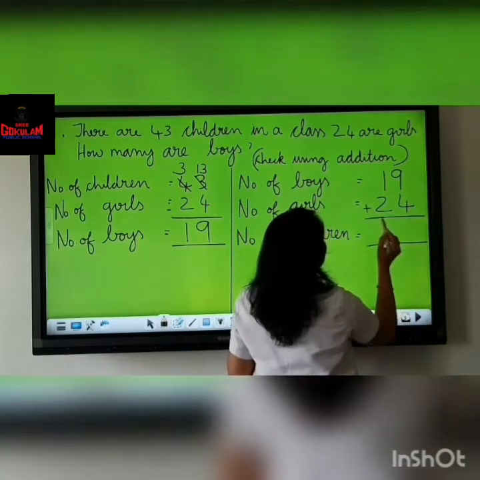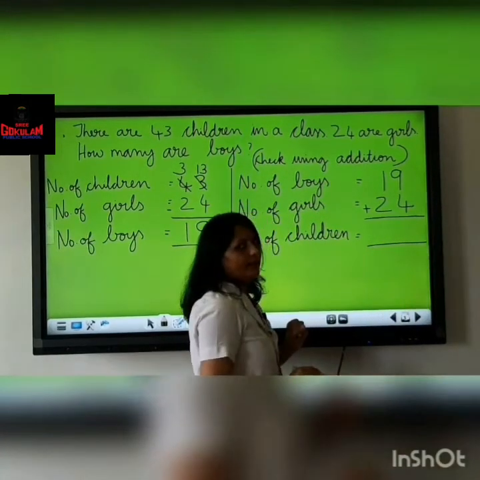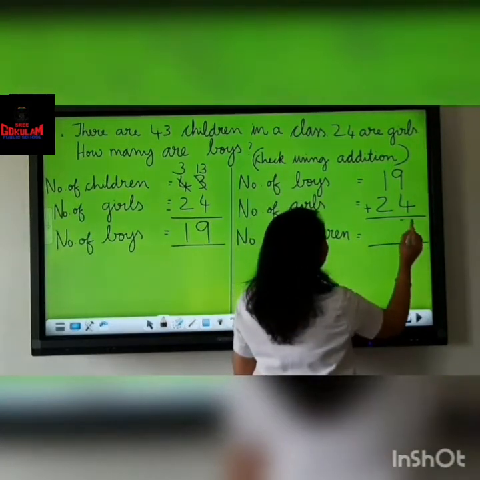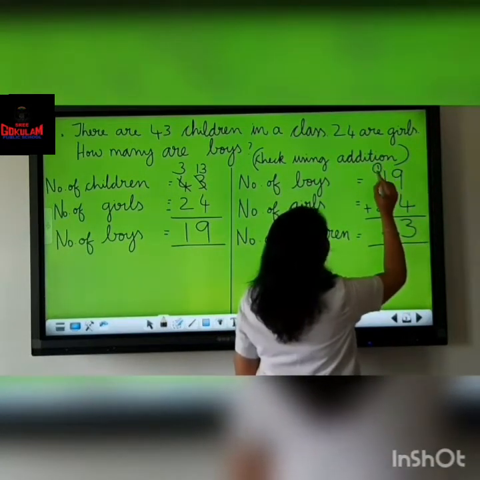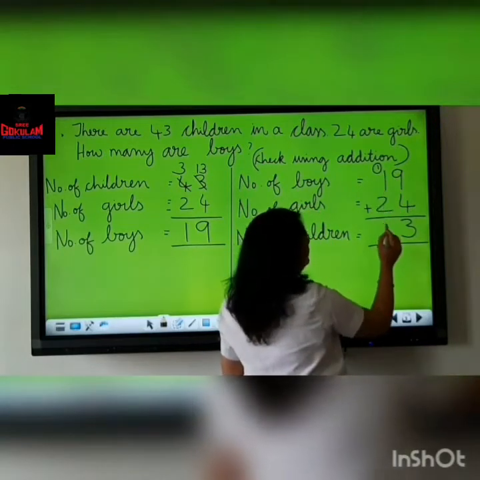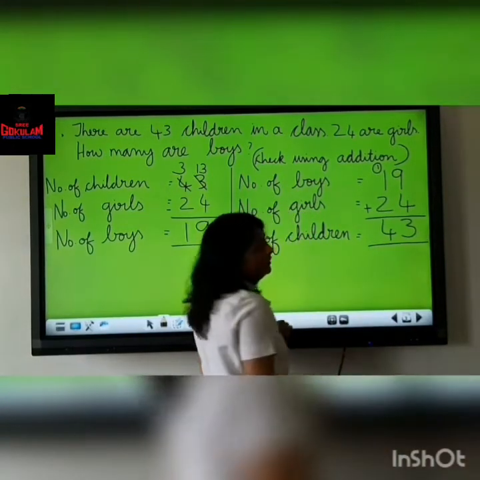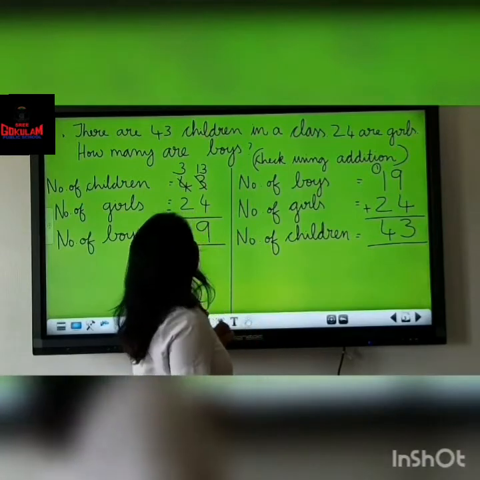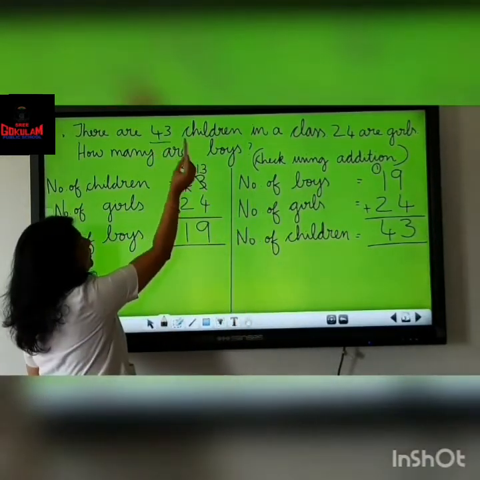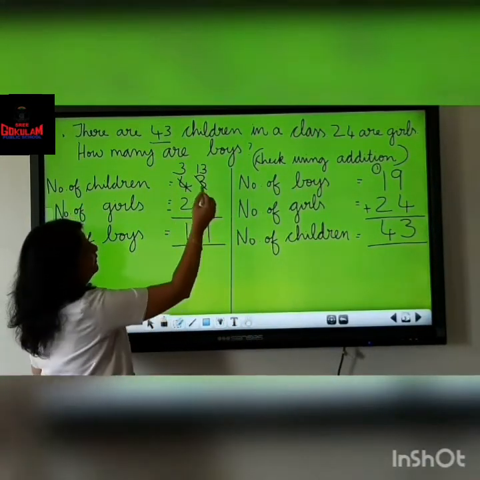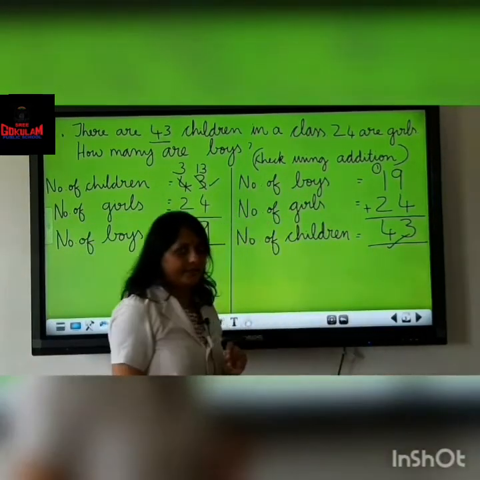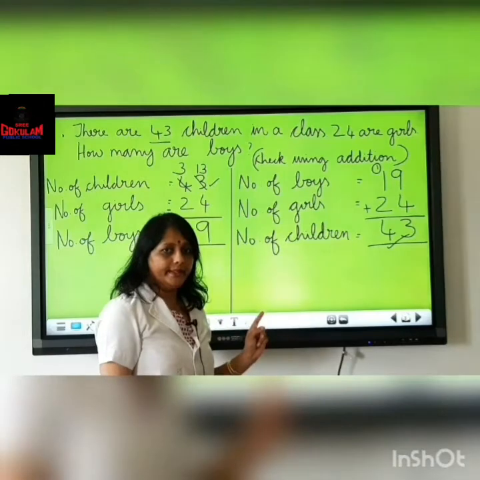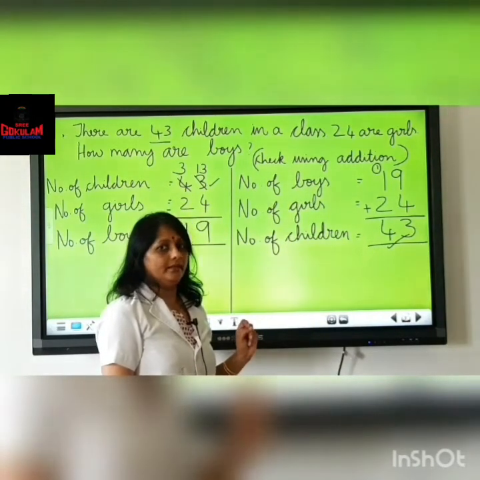Let us add. What is 9 plus 4? 9 plus 4 is 13. Carry 1. 1 plus 1, 2. 2 plus 2, 4. So, 43 children. See, 43 children. 43. So, our answer is correct. In this way, we can check subtraction using addition.